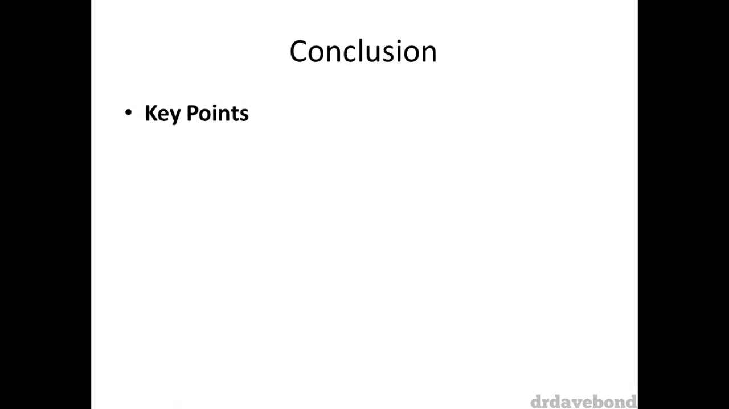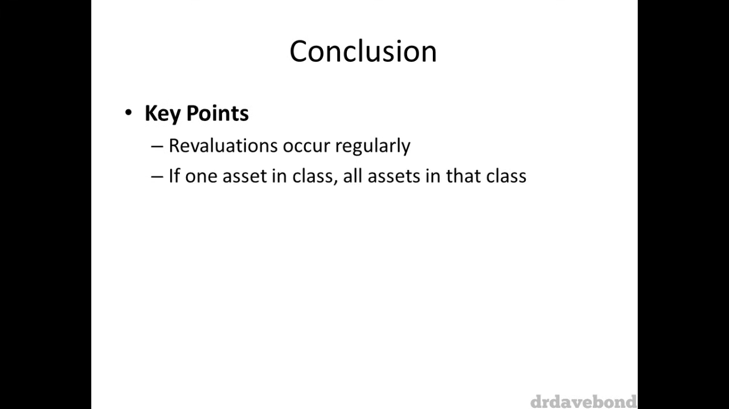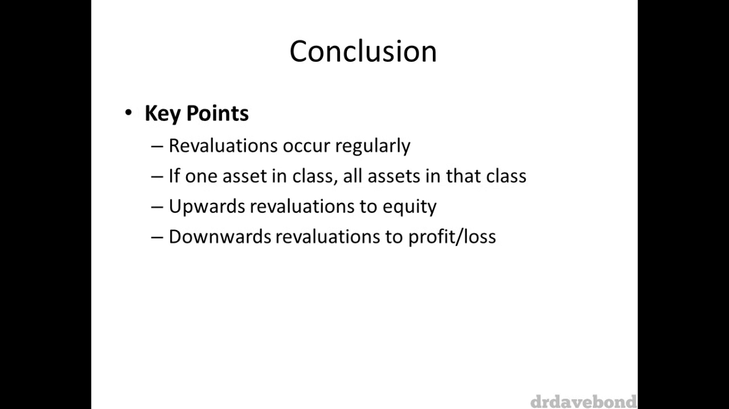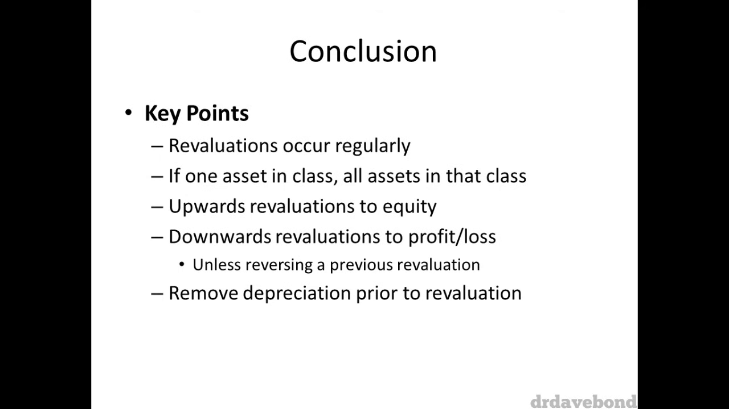And that wraps up accounting for revaluations of property, plant and equipment. The key takeaway points are: 1. Revaluations occur regularly. 2. If one asset in the asset class is revalued, all assets in that class get revalued. 3. Upwards revaluations go to equity, whilst 4. Downwards revaluations go to profit and loss. 5. However, if you are reversing a previous revaluation, things do work out a little differently. 6. Remember to remove depreciation prior to the revaluation. And finally, 7. Recalculate the annual depreciation expense after the revaluation.